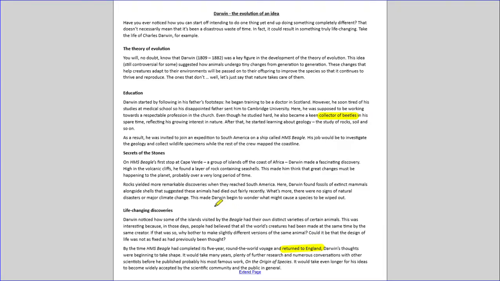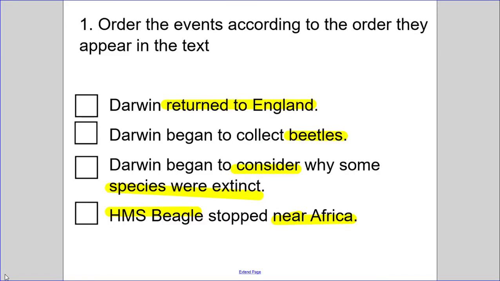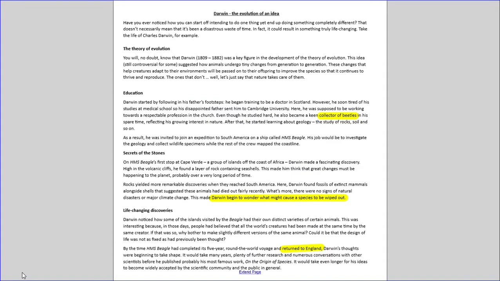So sometimes the key words don't exactly come up in the text, but something similar that means the same thing will. And then the last one, the HMS Beagle stopped near Africa. So I'm looking for when it's talking about the HMS. Now it talks about it once up here and then once down here. So maybe I'd better check them both. First stop at Cape Verde, a group of islands off the coast of Africa. So that's when it's stopping near Africa.